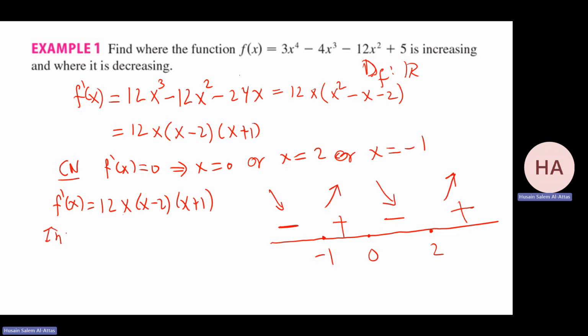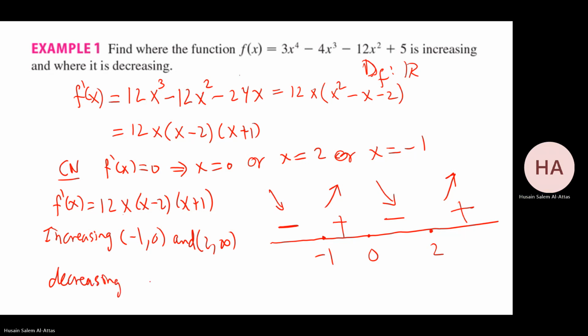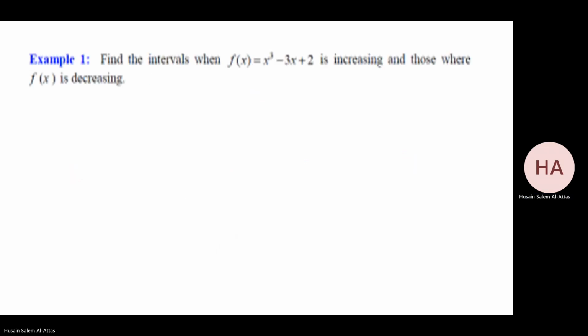So it's increasing from minus 1 to 0 and from 2 to infinity. And decreasing from minus infinity to minus 1 and from 0 to 2. Okay. We'll do more problems, which is easy things.